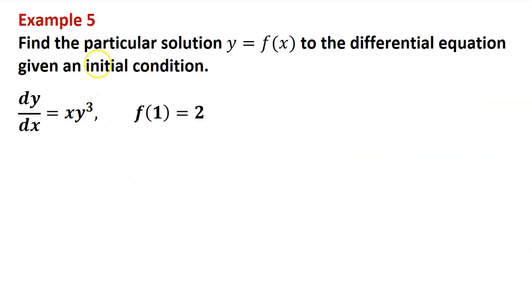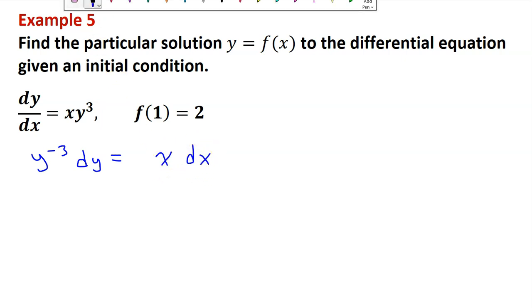Example 5. Find the particular solution y equals f of x to the differential equation given an initial condition. We can separate the variables by dividing both sides by y to the third power. Rather than writing 1 over y to the third power, let's write y to the -3 power. So on the left-hand side, we will have y to the -3 dy. Let us also multiply by the dx. So this will equal x dx.